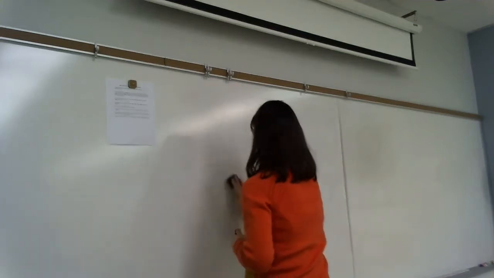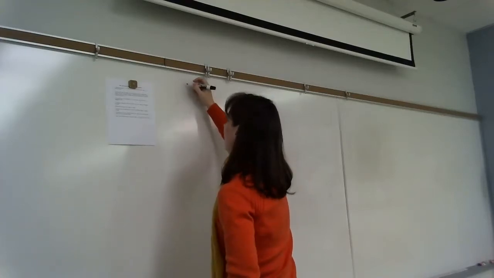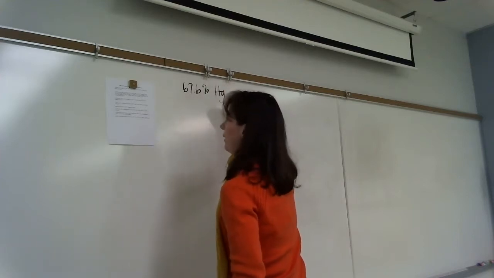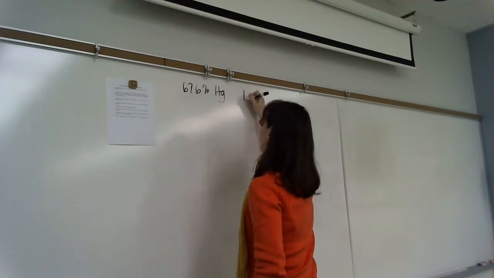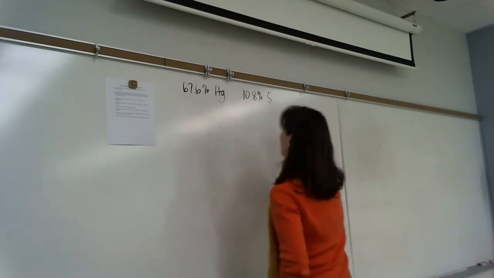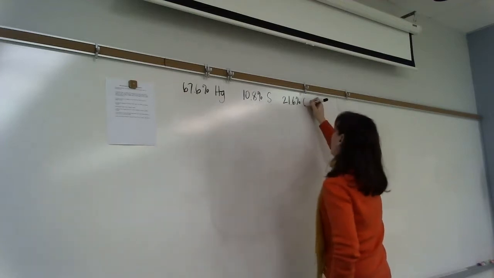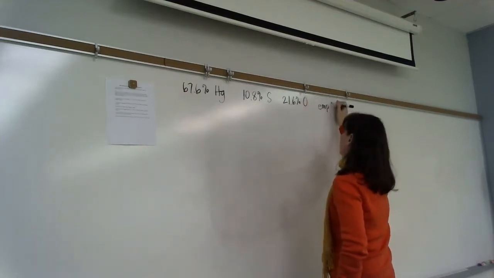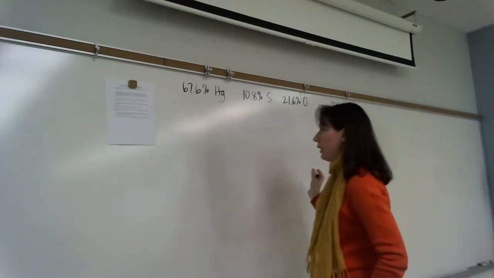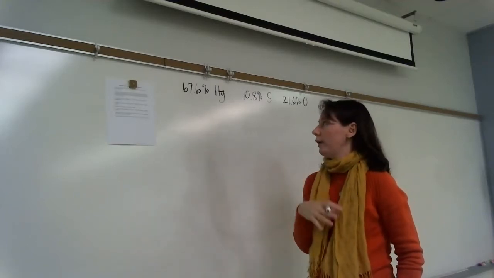Let's do number 4. In number 4, I tell you that a compound is 67.6% Hg. What element is that? Mercury. 10.8% sulfur, 21.6% oxygen, and I want to know its empirical formula. So we're going to use the same procedure we did in number 1. We're going to convert all these percents to grams, then divide them all by molar mass, then divide by the smallest one.